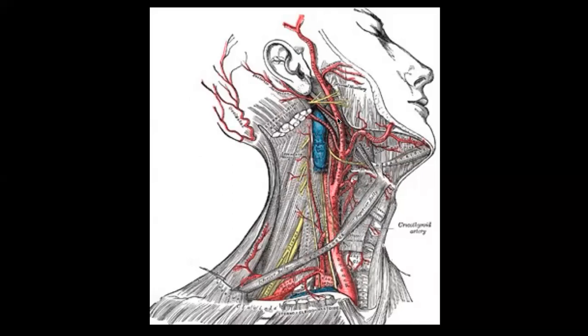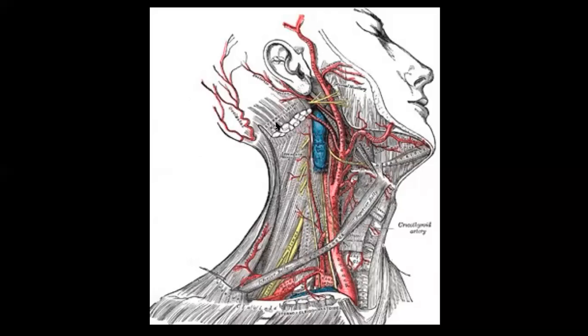Next, see this one. It is going behind the auricle. Posterior auricular. What is it called? Posterior auricular. Already we studied it when we were studying the scalp. Posterior auricular artery. And another artery which is going beneath the sternocleidomastoid.